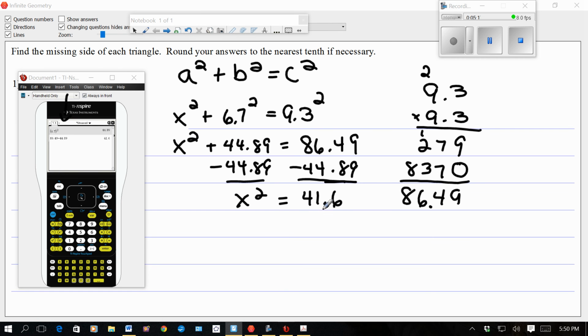Now I have x squared is equal to 41.6, but x isn't by itself. Again, we have to take the square root to get rid of the square. Square root on this side to keep the equation balanced. The result over here is x. The result over here is, on my calculator, I take Control x squared, which gives me my square root symbol. You can see it right above there. And you put in 41.6.